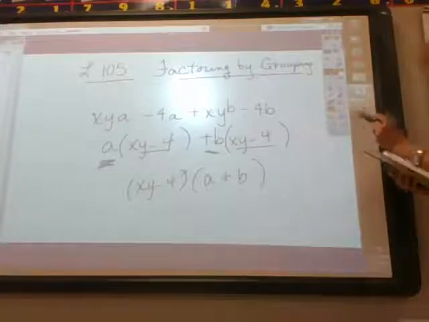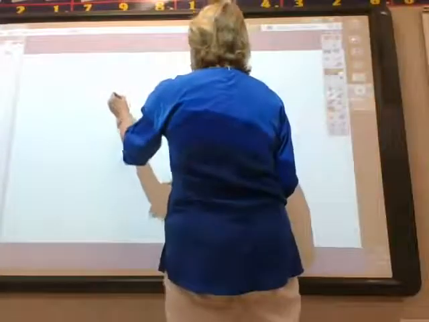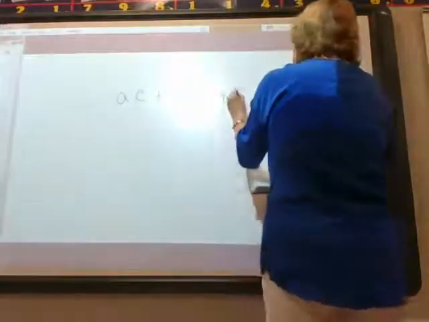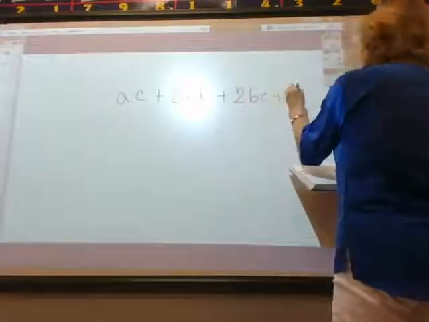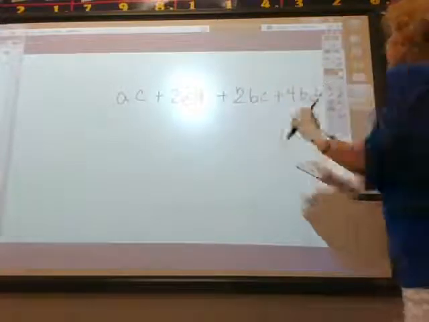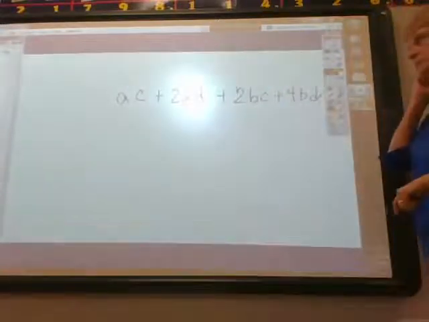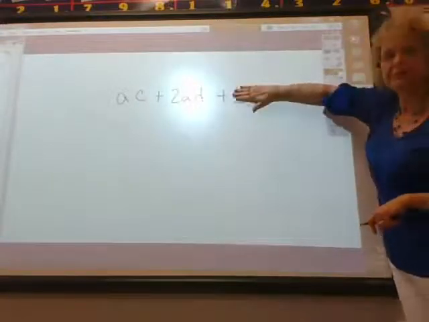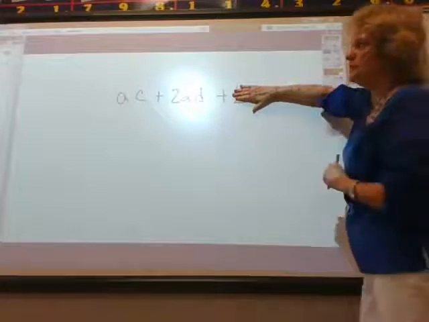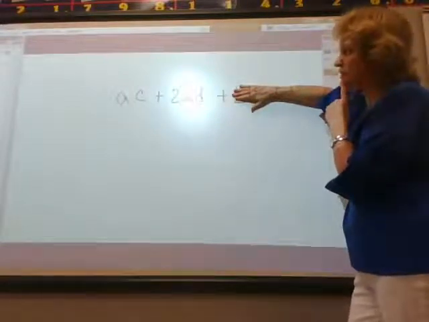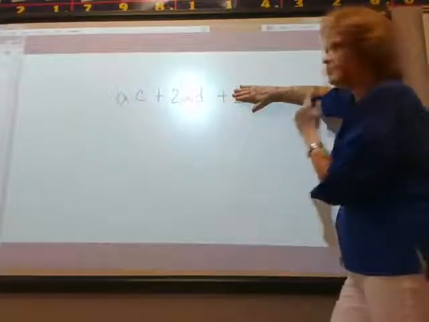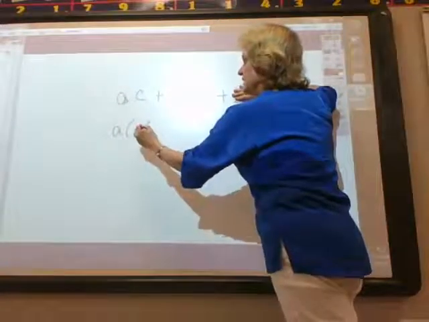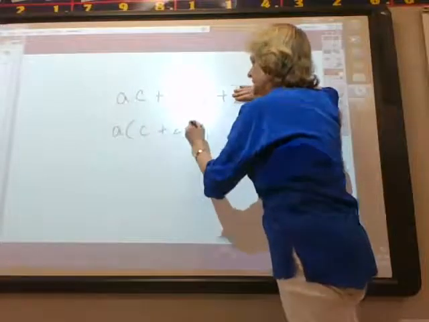Let's look at example 2. We have here AC plus 2AD plus 2BC plus 4BD. 4 terms. None of them are like. So we're going to try grouping. Cover up the last 2. Look at the first 2. Is there anything that is common to both of them? A? All right. So if I factor an A out of these 2 terms, I'm left with C plus 2D.